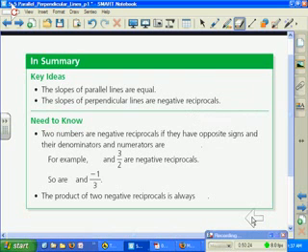What do you guys think on this side of the room? Denominators and numerators are reversed, reciprocal, exchanged, switched around. For example, blank and 3 over 2 are negative reciprocals. That's my blank here. Right? Negative 2 over 3. Right. And so are negative 1 over 3. And finally, the product of two negative reciprocals is always positive.